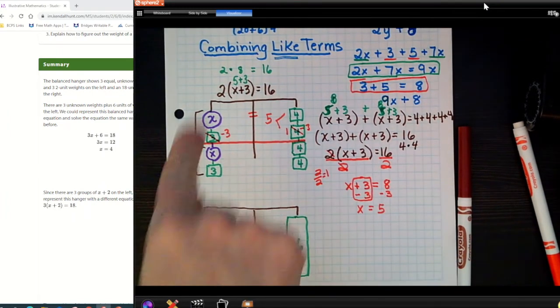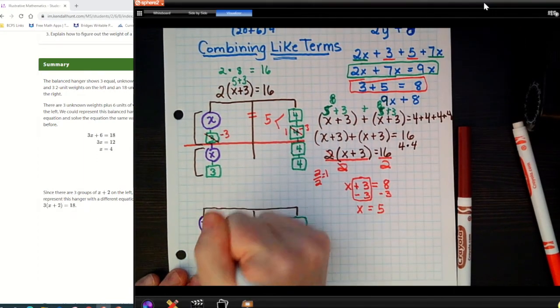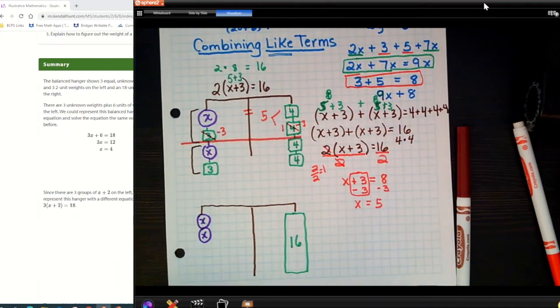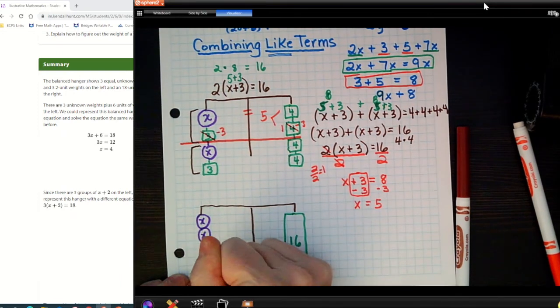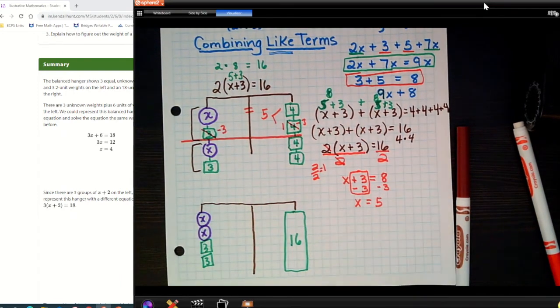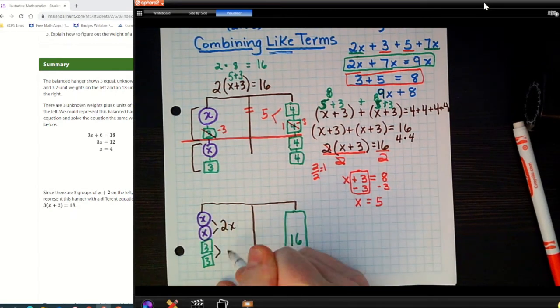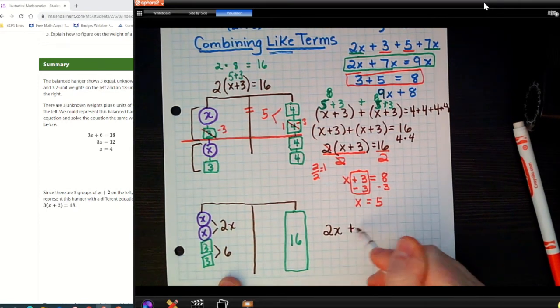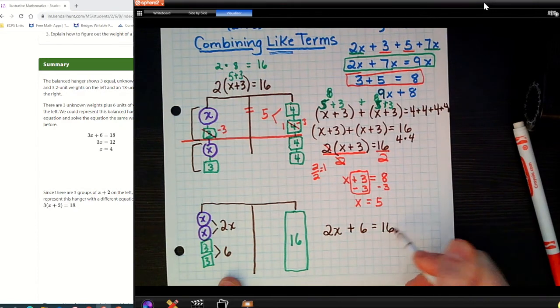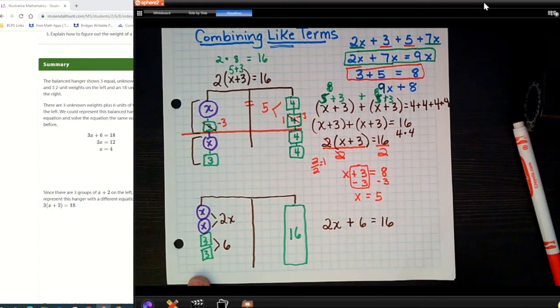And over here on this side, instead of splitting them up, I'm going to put my x's together. And I'm going to put my numbers together. So my equation that I could write is 2 x's and 3 plus 3, which is 6. So I could say that this is 2x plus 6 is equal to 16. Now we're going to look at this a different way. So now what I have is a two-step equation, which is what we worked on last class.